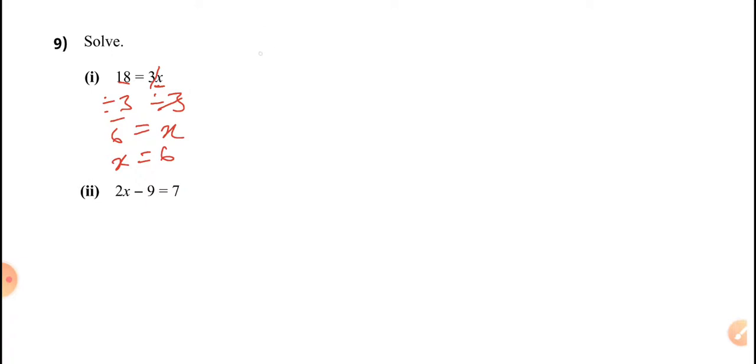And let's check if this is right. 18 is equal to, instead of 3 times x, we're going to substitute the value of x, which we've just worked out, which is 6. So 3 times 6. So is 3 times 6 equal to 18? Yes, it is. So therefore x is equal to 6.